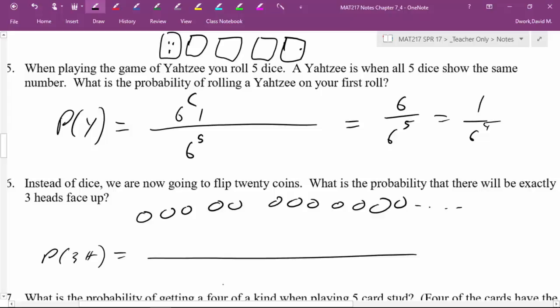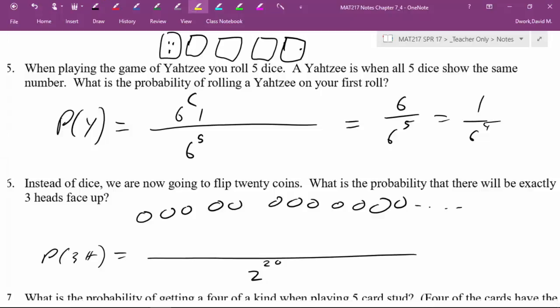Well, each coin has 2 choices, right? And I need to pick one of those, and I'm going to make that decision 20 times. Or, AKA, that's just 2 to the 20th. Fantastic. Numerator, here we go. All right, first decision, guaranteeing heads.